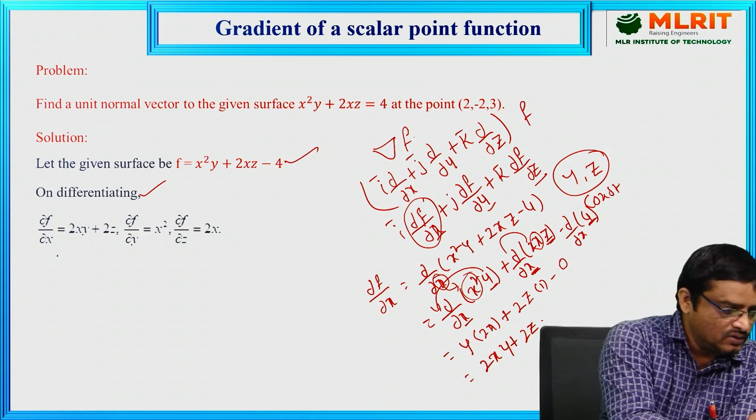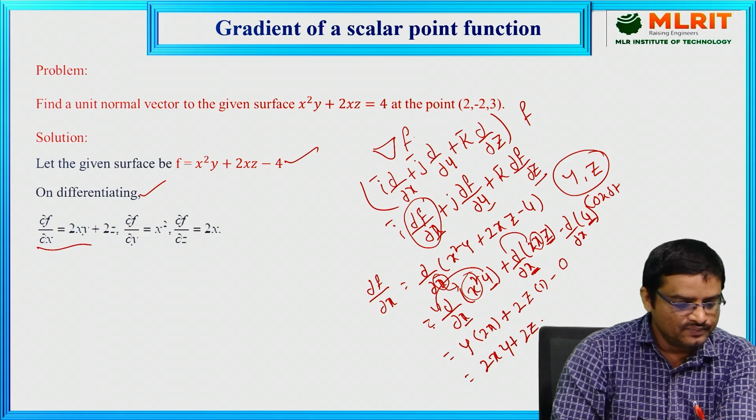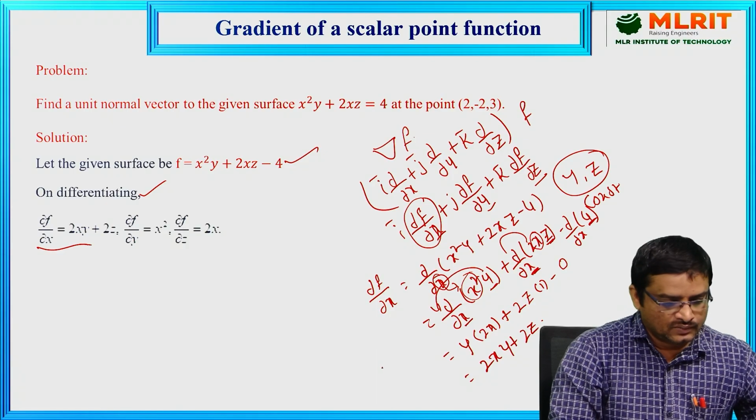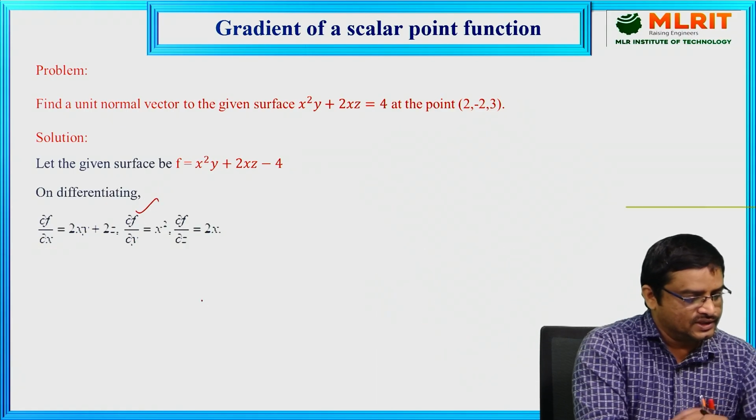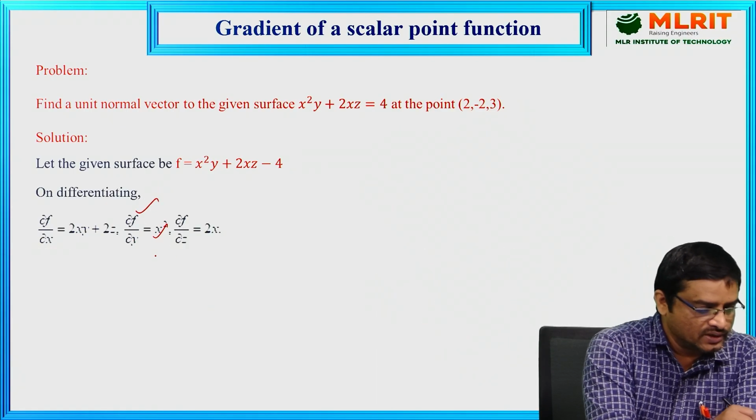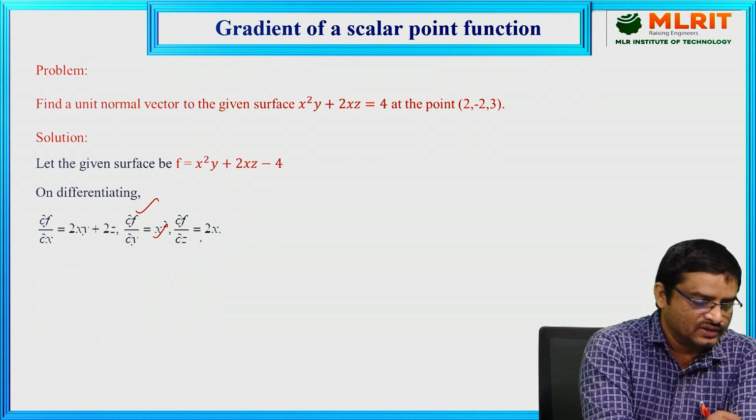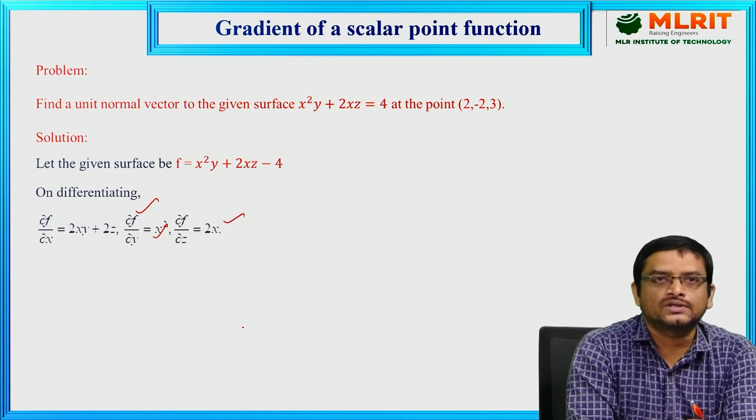Similarly, follow the same thing for the partial derivative of f with respect to y, you will get only x square, and the partial derivative of f with respect to z, you will get 2x. So these are the three partial derivatives of f with respect to x, y, z.